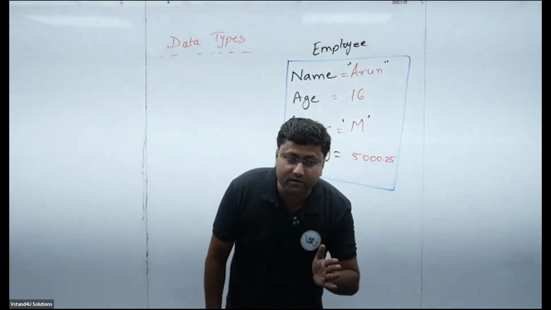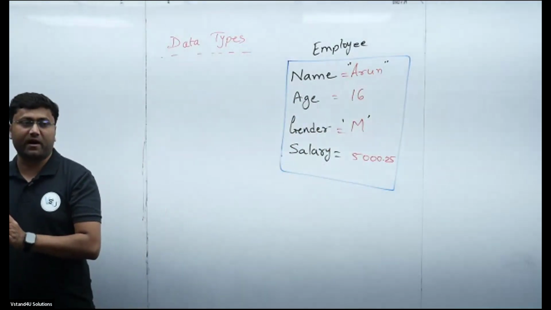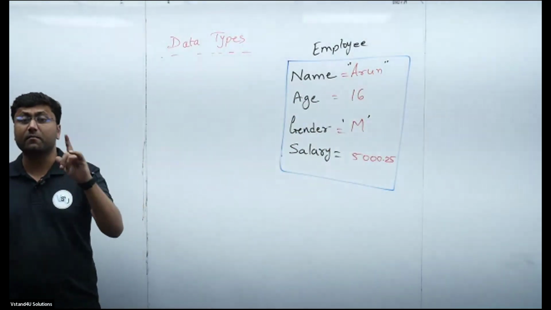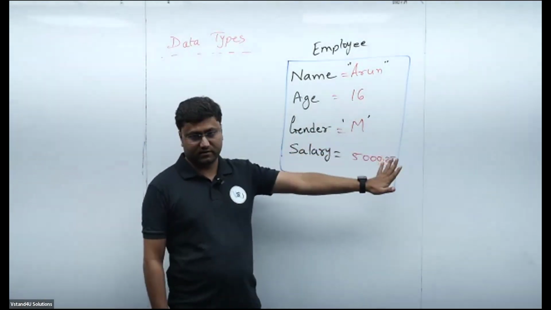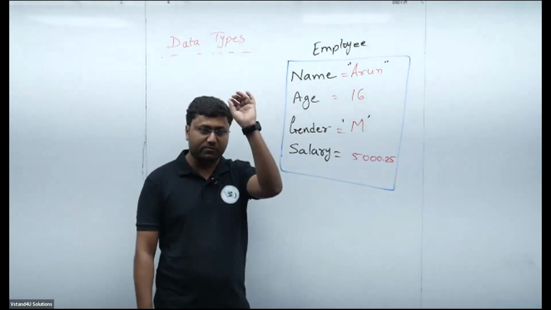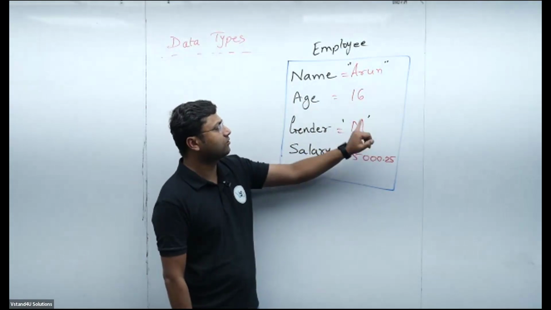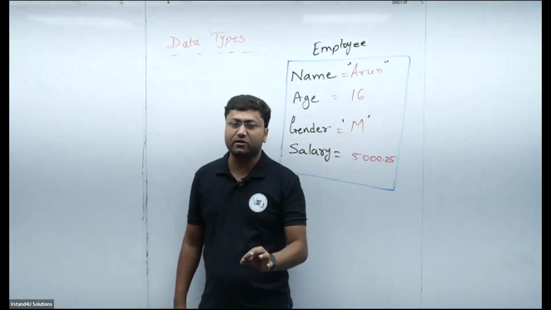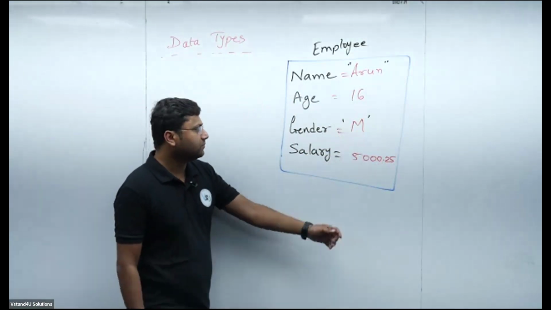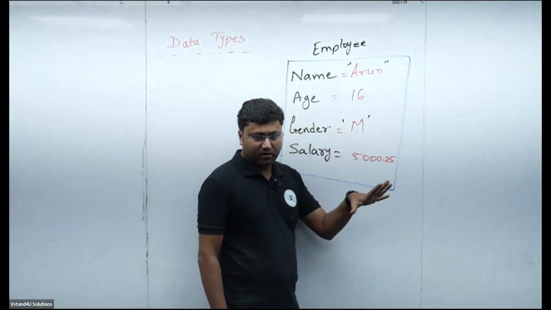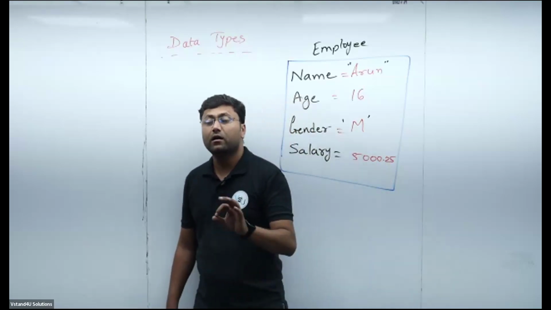Are you getting my point? Any number in Java, if there is no decimal part, is an integer by default. Agree? So can I have something else? We will discuss. But any number which does not have a decimal is by default an integer. Similarly, if you write anything within single quotes, that is considered to be character data. And any number which has a decimal part will be considered as a double.